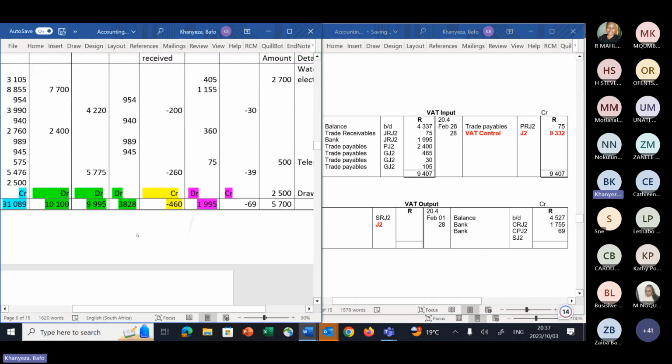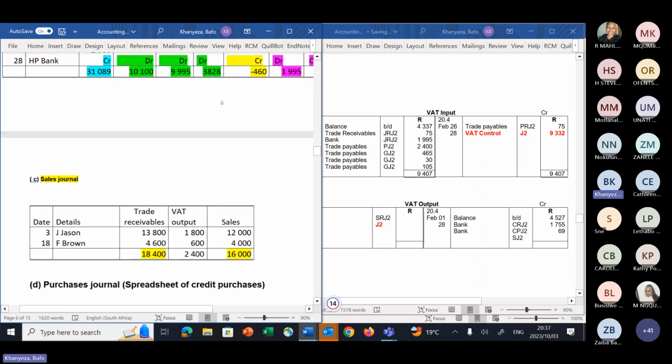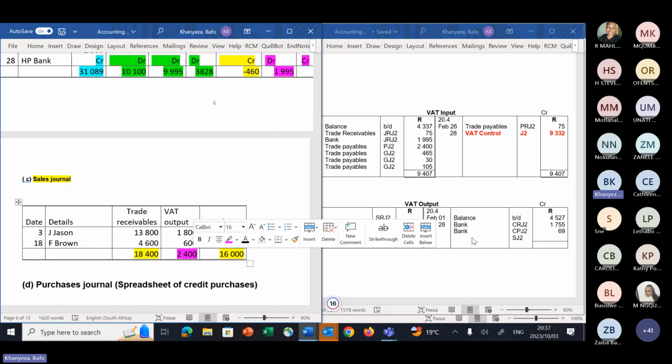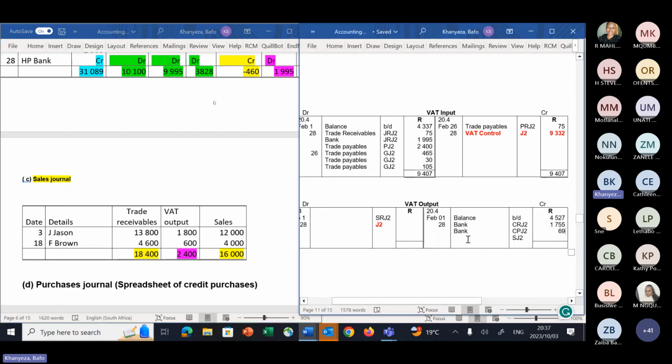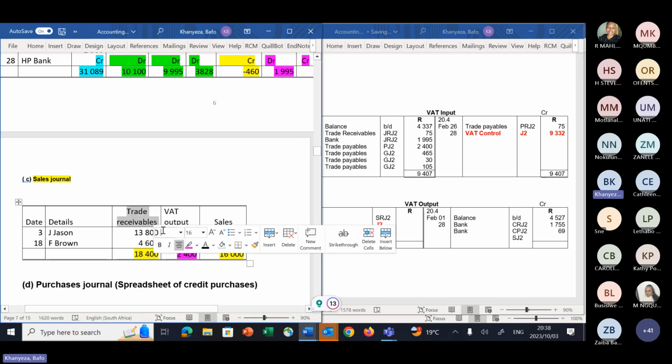Then we look for another VAT output. Here is another VAT output. It's in the sales journal. So a VAT output is a liability, it's a credit because it's what the business collects on behalf of SARS. This is a sales journal. So these are abbreviations here on this column. It's gonna be sales. The contra account is gonna be trade receivable. So this is gonna be the trade contra account.